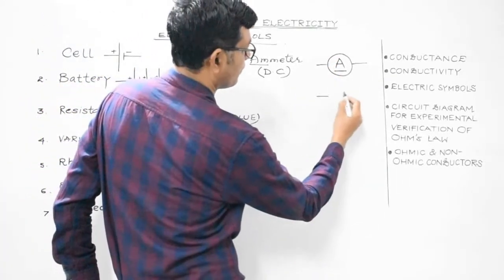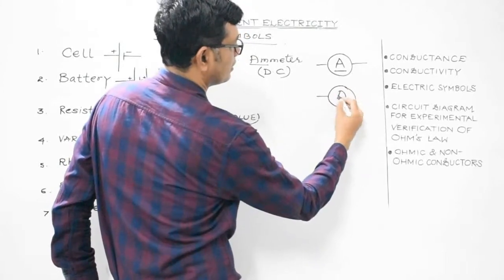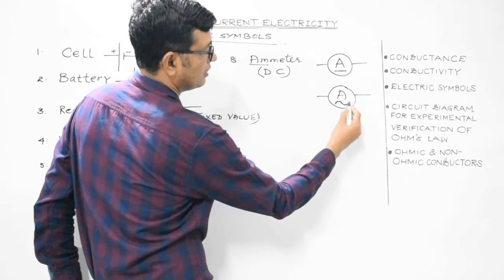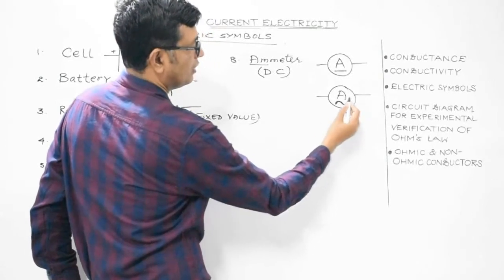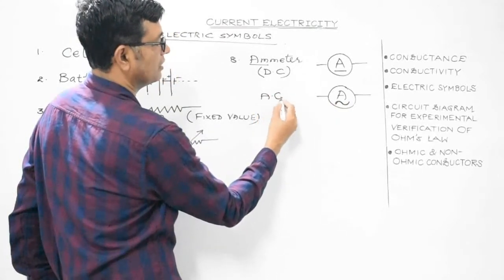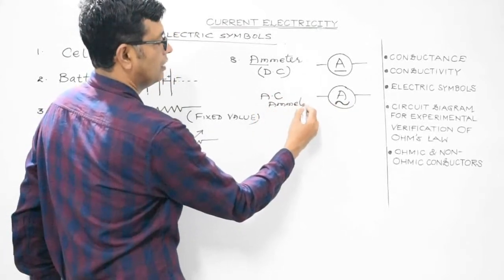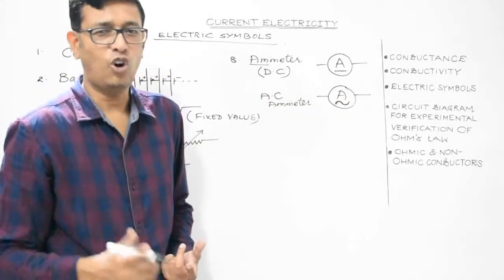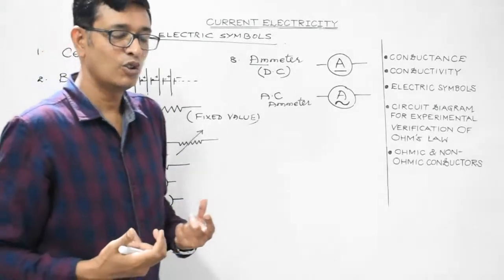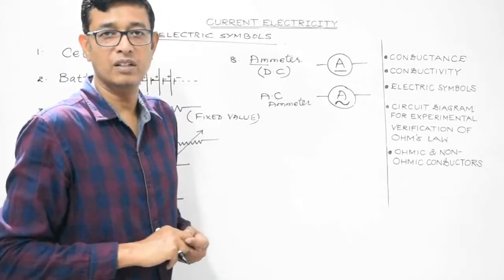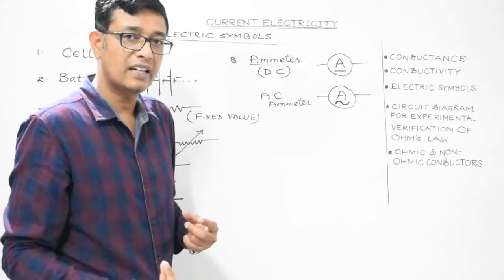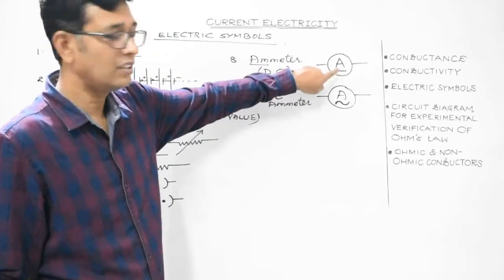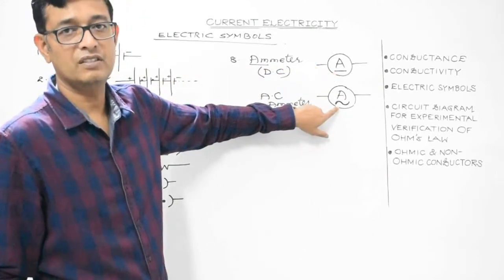While if it is like this, a wave is drawn at the bottom, it represents the sinusoidal nature of the current. So it is the AC ammeter. It is an ammeter which is used to measure alternating current. Alternating current we have discussed. It's the current whose magnitude changes continuously with time and it tends to reverse its direction periodically. So this is the symbol for a DC ammeter. This is the symbol for an AC ammeter, right?